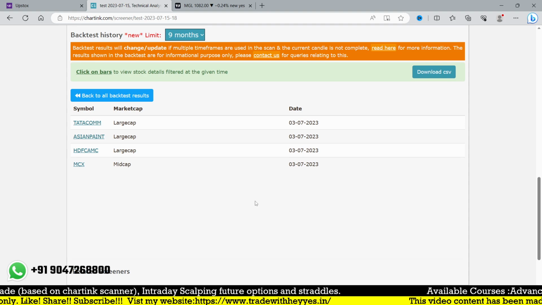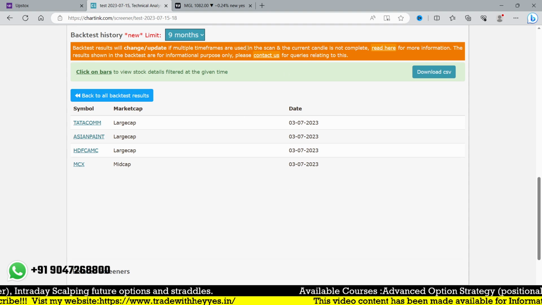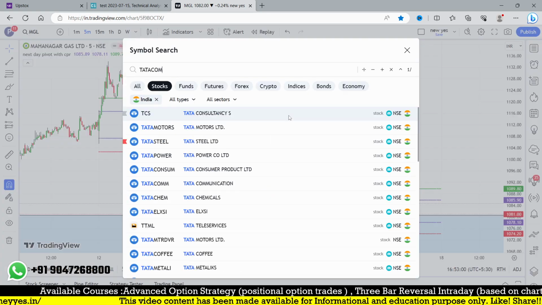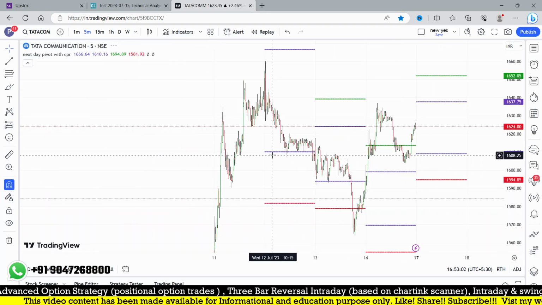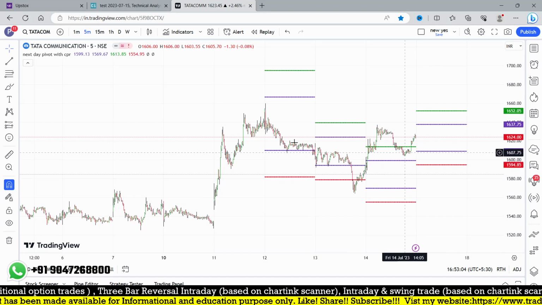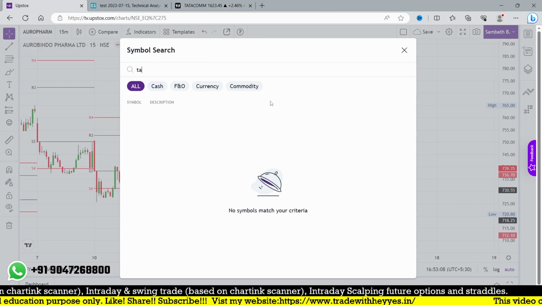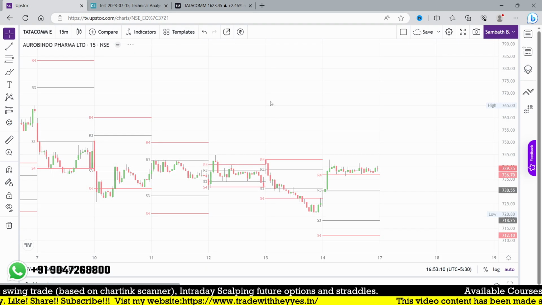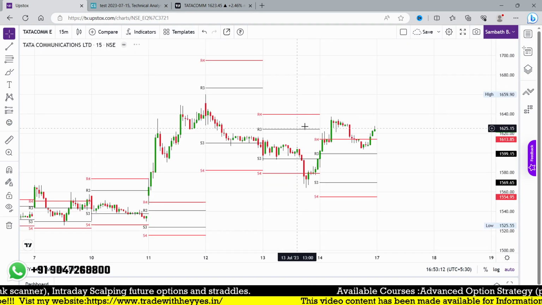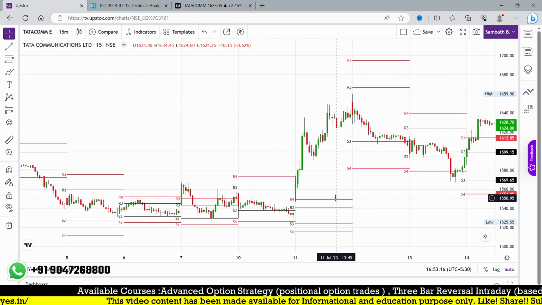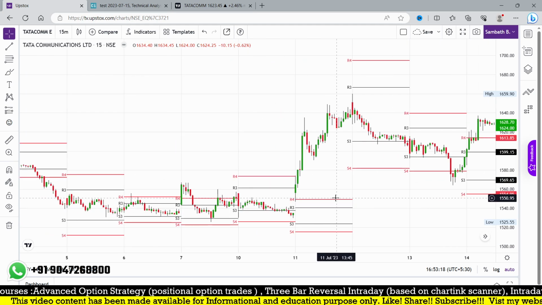Tata Communication on 3rd of July. Asian Paints, HDFC AMC, MCX. Okay, Tata Communications. Let me go to that. Here it will not be previous data. So let me go over here. Tata Communication. Someone was asking yesterday on my comment regarding the values changing. So these are the levels which we are focusing on for the positional one.